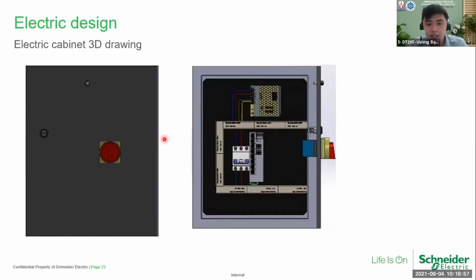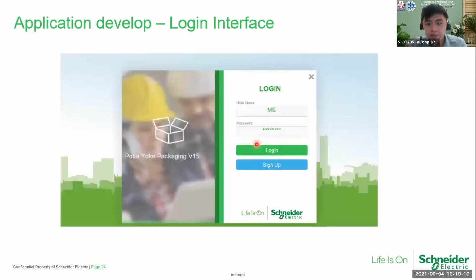In the front view, there is the emergency stop indicator with this connector. Inside, there is a 24 volt DC power supply for the SUPS, a communication hub, and one circuit breaker. About the packing application, the team's expectation is a user-friendly interface for the user to operate.